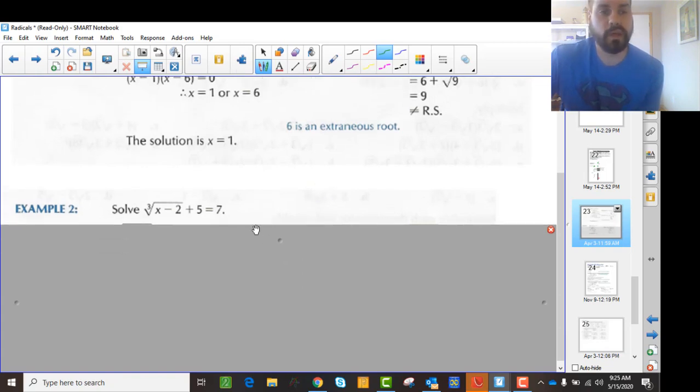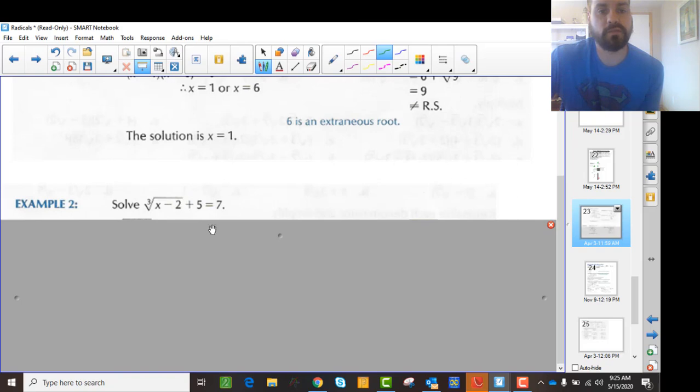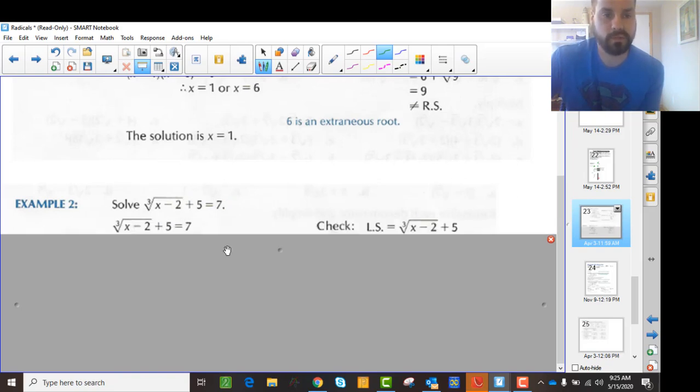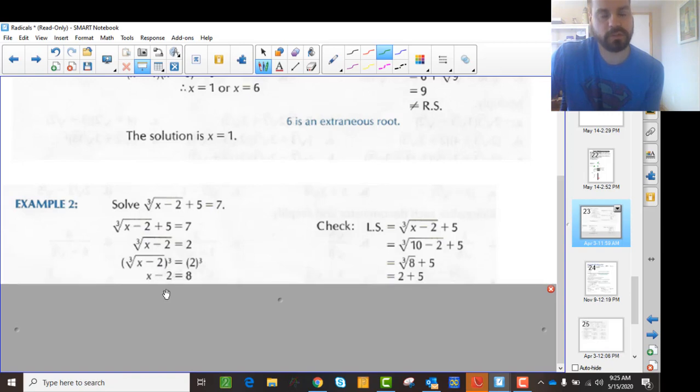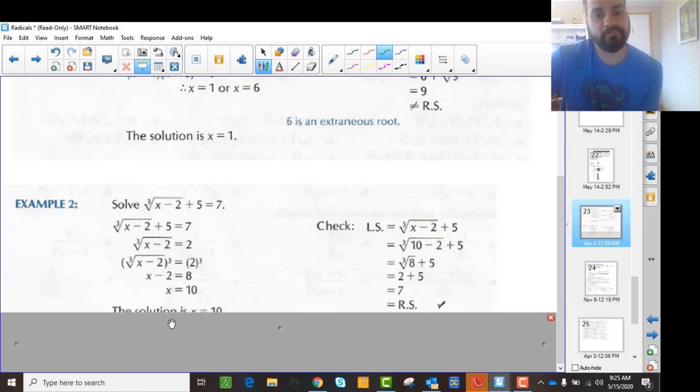So here's another example. We have the cube root of x minus 2, plus 5, equals 7. First step, isolate the radical. We do that by subtracting 5. And then, instead of squaring both sides, we're going to cube both sides because it's the cube root. So we cube both sides, and we get x minus 2 is equal to 8. And that means that x is equal to 10.